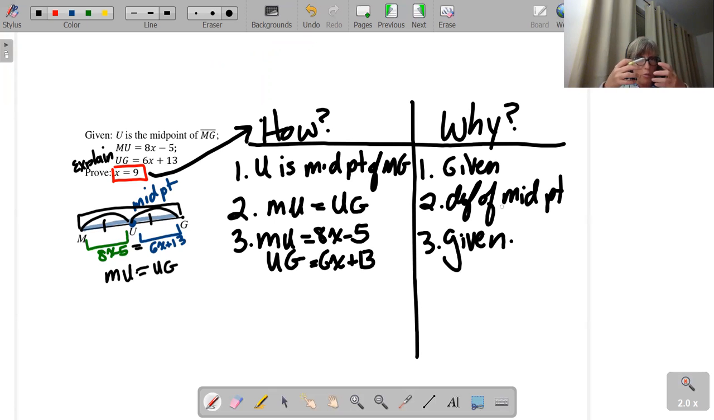Okay, so now you have all your givens, and now you're going to start. I call that, you got the food out of the fridge, and now you're going to cook. And remember, we're trying to solve. So I'm going to take this MU and replace it with that algebra, and I'm going to take this UG and replace it with that algebra.